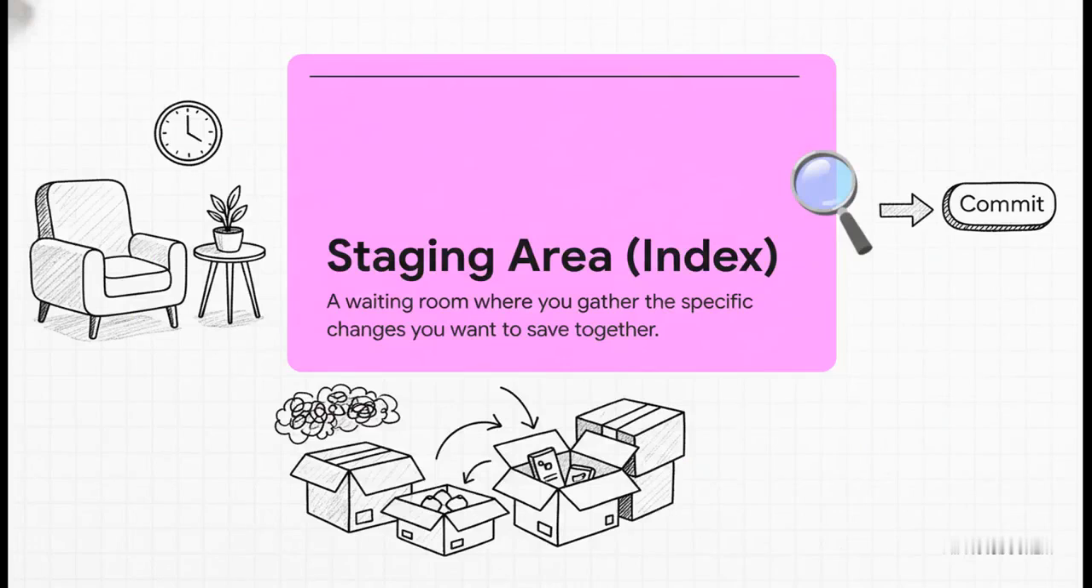Okay, next, your changes head over to the staging area. You might also hear it called the index. Now, think of this like a waiting room, or maybe like a loading dock before you ship something. It gives you this incredible control because you don't just save everything all at once. The staging area lets you handpick and group related changes together. It's the secret to making clean, meaningful commits. It's just like packing a box before a move. You choose exactly what goes in before you tape it shut.